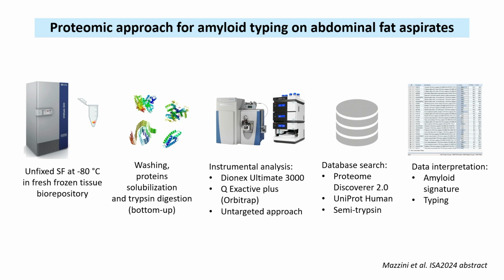The sample is prepared and washed in order to avoid blood contamination, that is the main issue for this situation, and then analyzed in the Orbitrap mass spectrometer, and then the final amyloid fibril is identified. Next, please.